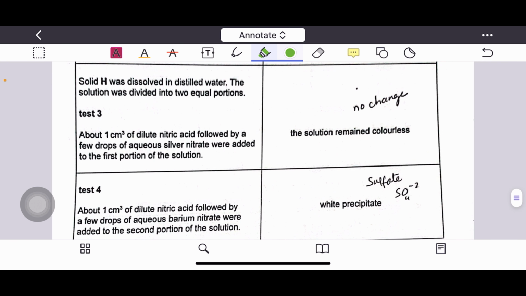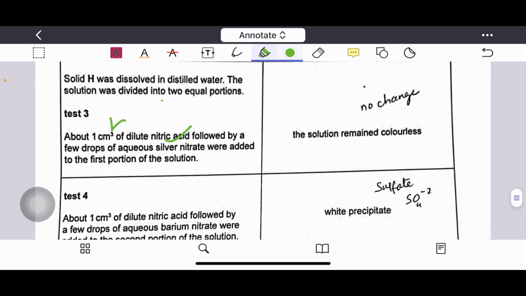Solid H was dissolved in distilled water and it was divided into 2 equal portions. Test 3 was done. They added 1 cubic centimeter of dilute nitric acid followed by aqueous silver nitrate. We know this is the halide test, done specifically for halides. And if it is not giving any results, because you can see that there is no change, it means there is no halide.